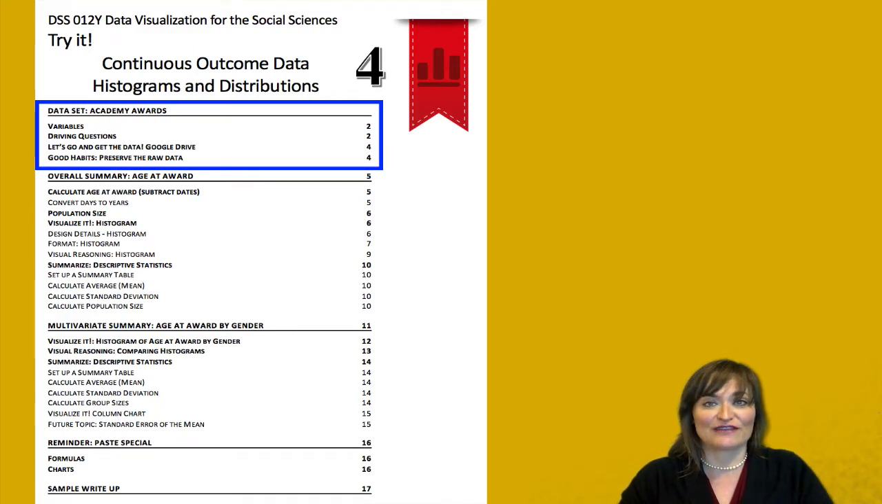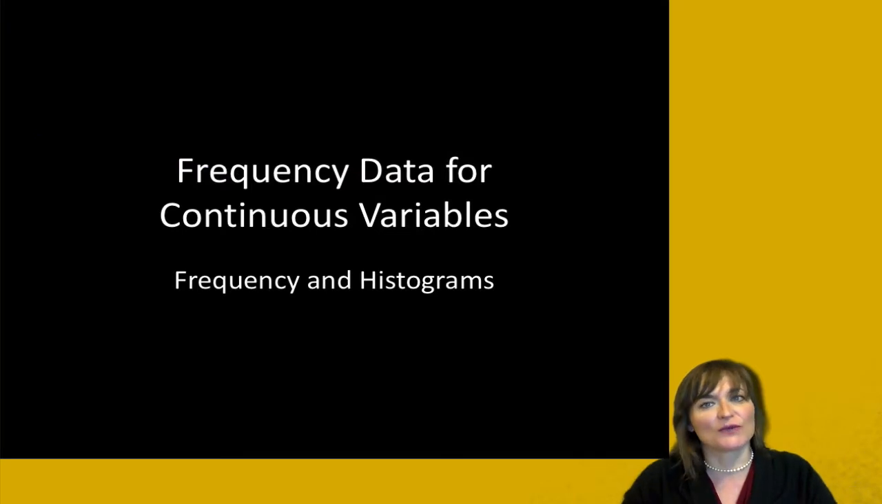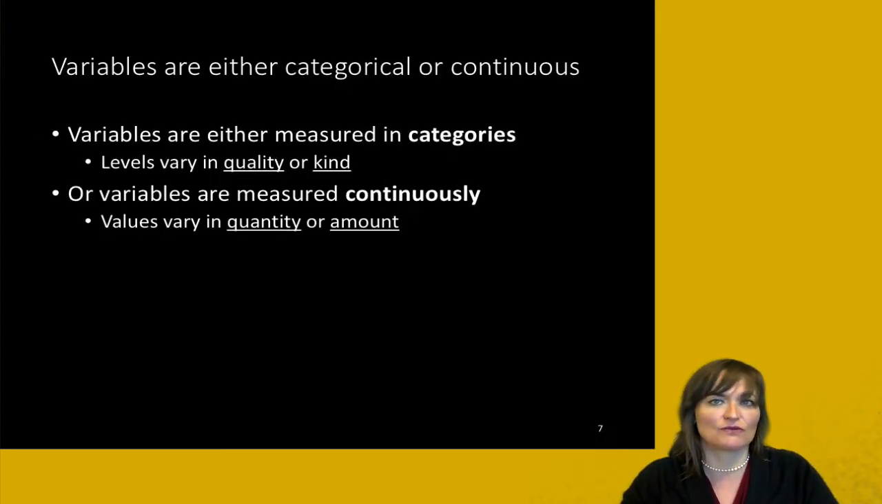Are you ready for Try It 4? We're going to introduce a really different topic this week. We're going to start working with continuous data. Up till now, we've been working with categorical data, where the variables have all been measured in groups with labels and words. And now we're going to be using data that has been measured along a number line. It's been measured continuously, that's been measured in amounts, in numbers.